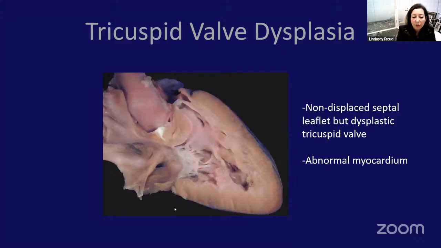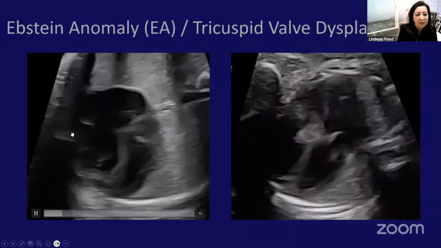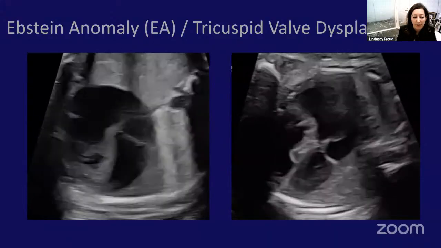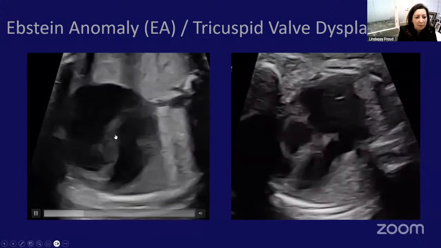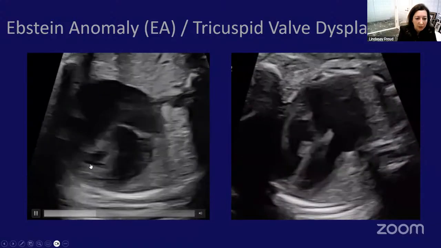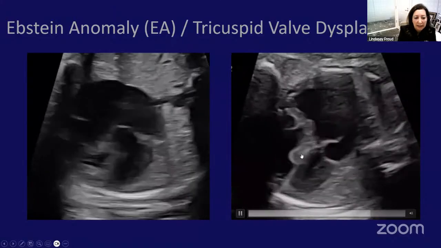Tricuspid valve dysplasia is characterized by non-displaced septal leaflets, but a very dysplastic valve, often very nodular, irregular, tethered with limited mobility, and also can be characterized by abnormal myocardium, just like Ebstein anomaly. Now, I'll show some fetal echo clips here, and these are the two prototypes that you think about when you see an Ebstein anomaly versus a tricuspid valve dysplasia. Here you can see the apically displaced septal leaflet, and the orifice of the tricuspid valve is actually all the way down here, versus a tricuspid valve dysplasia where it's non-displaced but thickened and tethered.